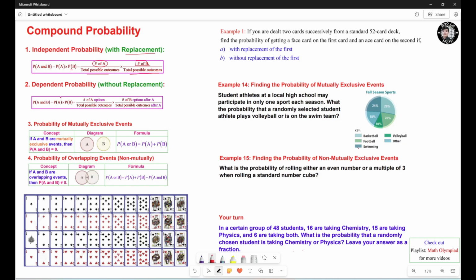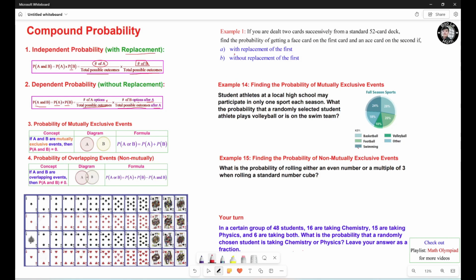With dependent probability, the first event impacts the outcome of the second event. Probability of A and B equals probability of A times probability of B. Probability of A equals the number of A options divided by total possible outcomes, times probability of B. Probability of B equals the number of B options after choosing A divided by total possible outcomes after choosing A, which means you need to exclude A.